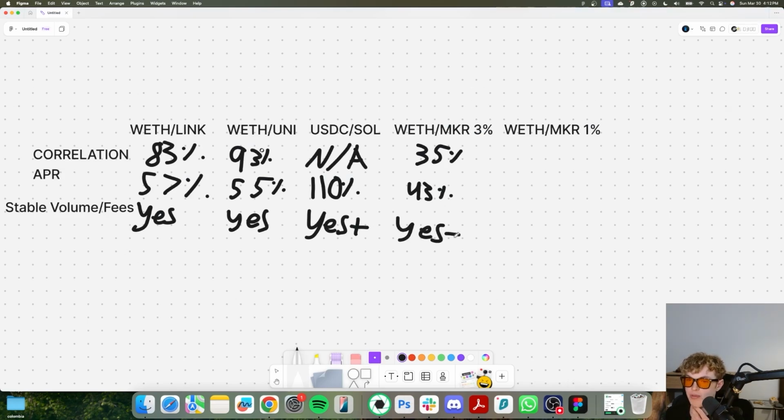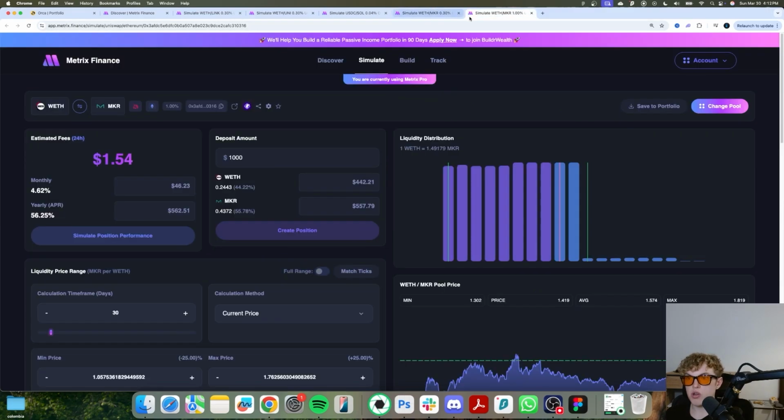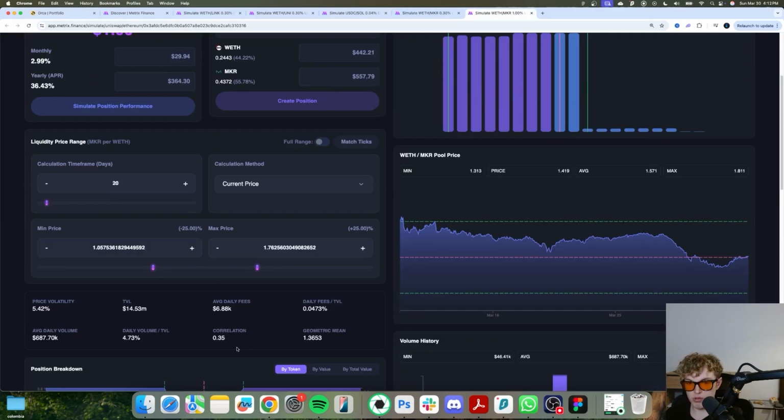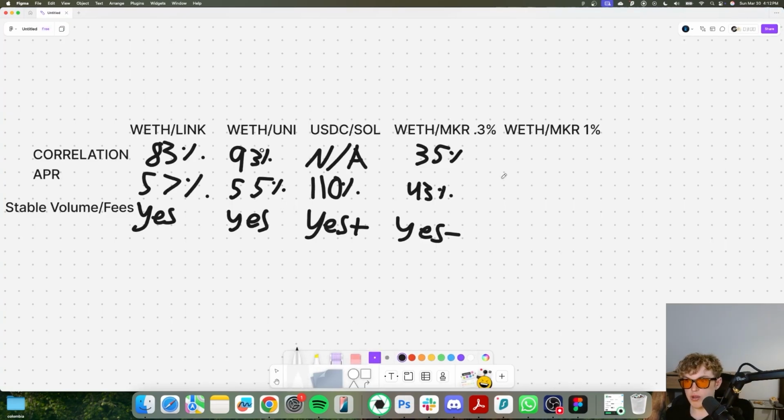So hope you kind of know what I'm doing because they're all stable volume and fees. But this one was like the most solid and this one is the least solid so far. So I wrote the minus and plus just to show. And then these yeses are just in the middle. So now we can look at the wrapped ETH to MKR again. But this one was the 0.3% fee tier. So I'll put the 0.3 and this one is the 1% fee tier. So we can go here, go to the 1% one. And when we go to the past 20 days of data, they should be showing the same correlation. Yep, 35. So we'll go and type in 35% for the correlation again.